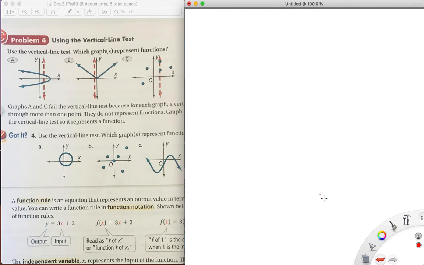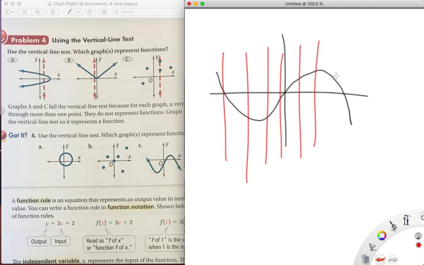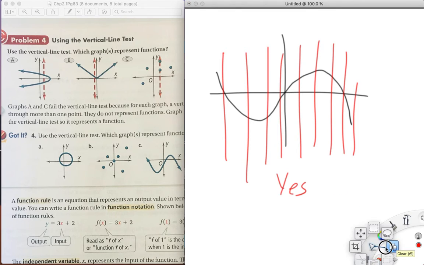Then we have this one that does something like this, and this one would also pass the vertical line test. Every vertical line that I draw only hits it one time. So this would also be a yes. That's a function. So that's the vertical line test. Then we have something called the function rule.